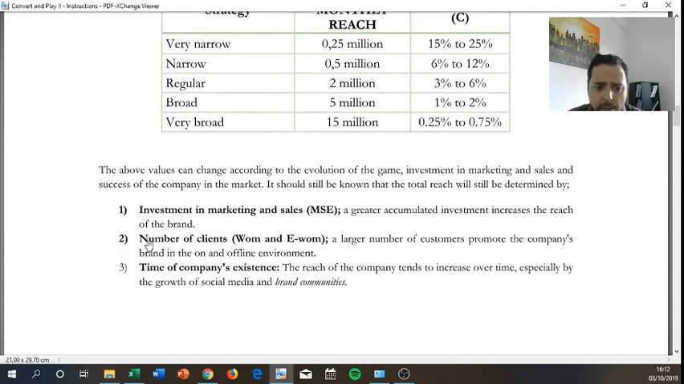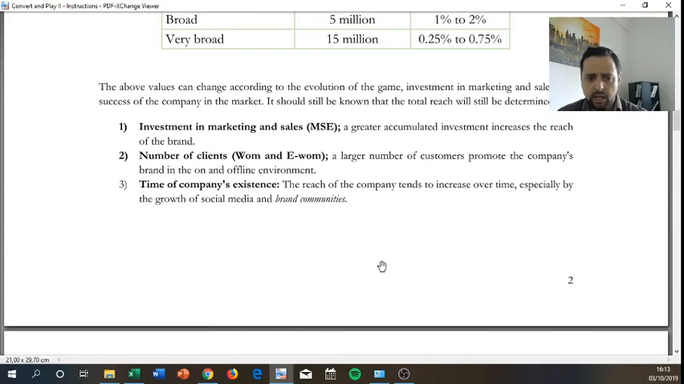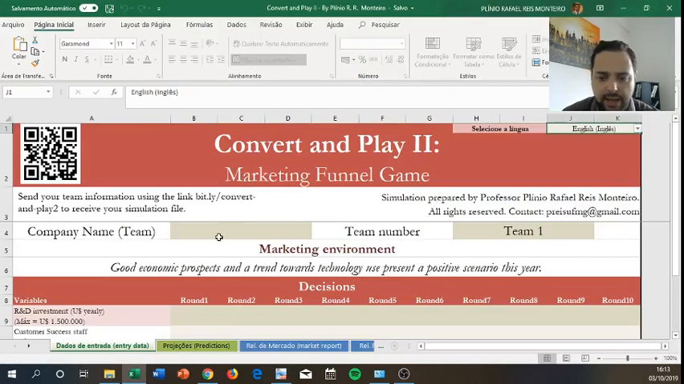Also, if you have more customers, this means there will be a word-of-mouth effect, and basically the reach will increase as the number of customers also increases. And also, during the evolution of the company, in different rounds, the reach will also increase. So over time, the reach of your company will increase. So let's look at the Excel file and see how we can do that here.